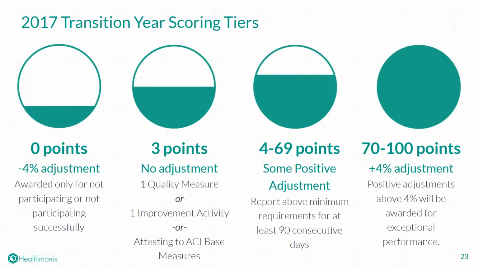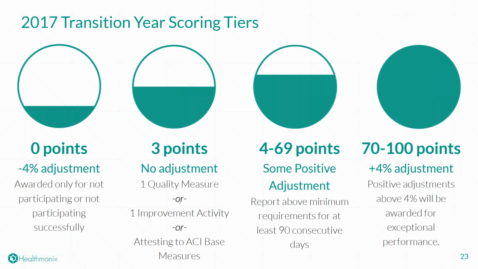So the scoring tiers break down such that you can avoid the penalty, gain some incentive, or gain a large incentive. And really start at the beginning. If you choose not to report or somehow report something that isn't what CMS is looking for, you're going to get penalized the full 4% negative adjustment. So for the penalty, it's really an all or nothing. If you get 0 points, you get a 4% penalty. If you do something, you're likely going to get the 3 points to avoid the penalty.